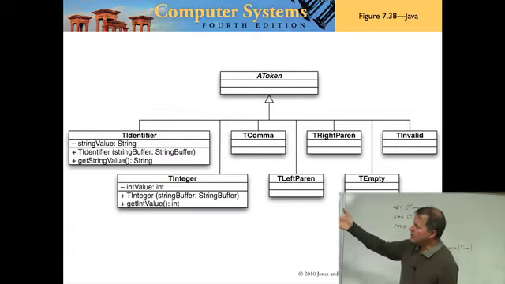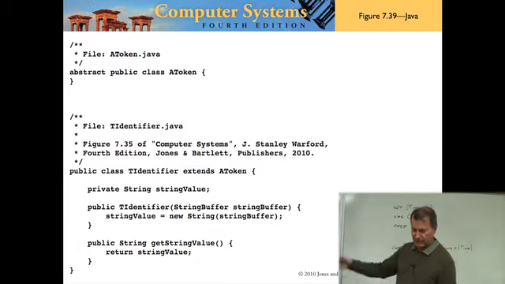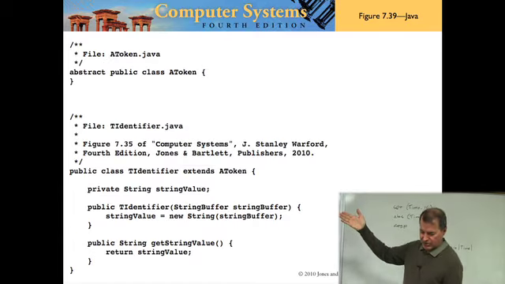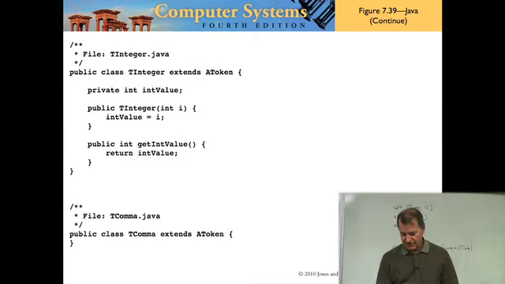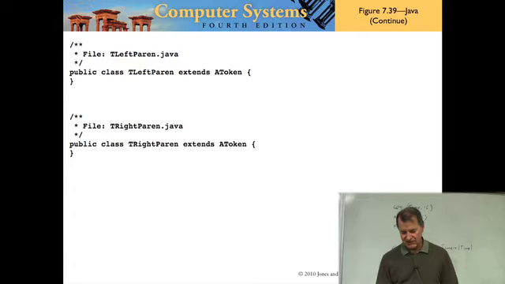And so here's the Java code for the tokens: abstract public class A token. And then here's the one for the identifier token, extends A token, here's the integer, here's the comma, there's the left paren, there's the right paren, there's the empty, there's the invalid. Any questions there? All that's just like what you've done before with the tokens, right?